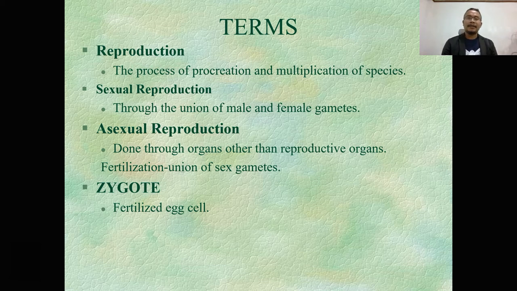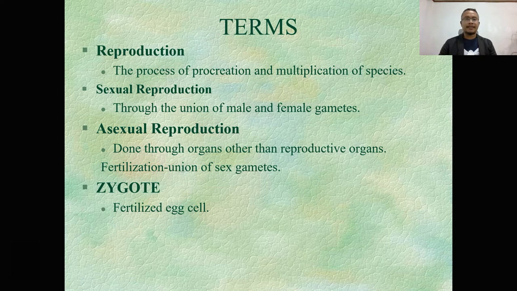Asexual reproduction is a reproduction process done through organs other than reproductive organs. So it involves other organs than the reproductive organs. That refers to biotechnology, which we can discuss in a later discussion under this subject.